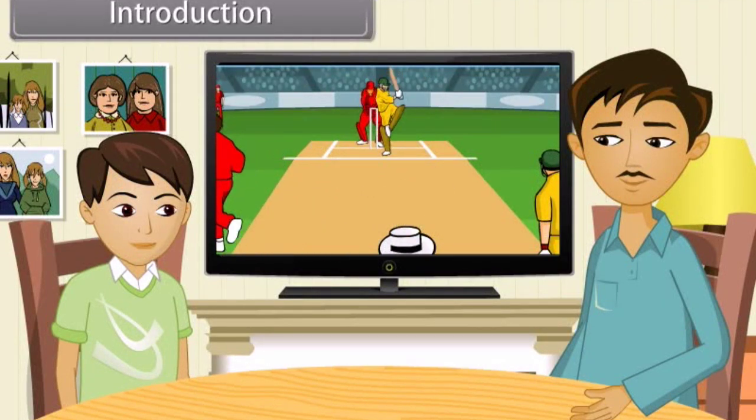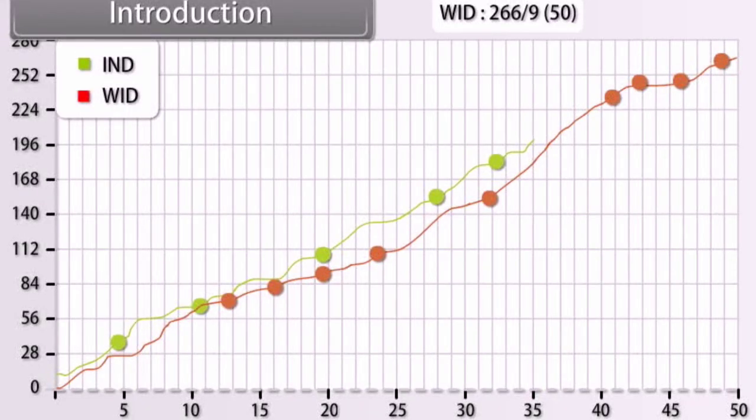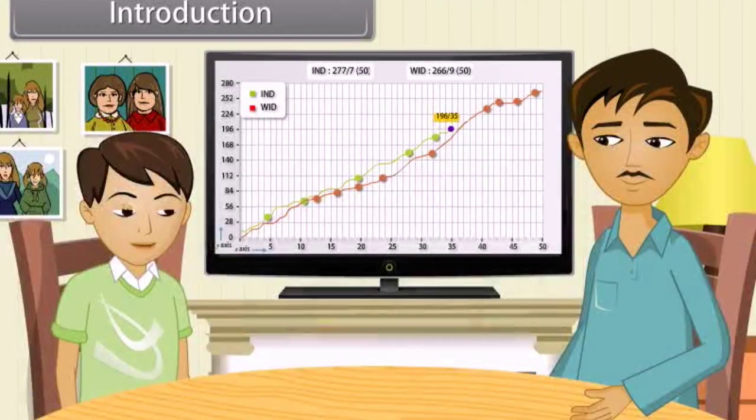Today India will win. Yes, India will win today. Look at the run rate graph. India is heading West Indies. What is this graph showing? I cannot understand. Basically, it shows the x-axis and y-axis on which the run rate is given against overs. Okay, can you tell me more of this?